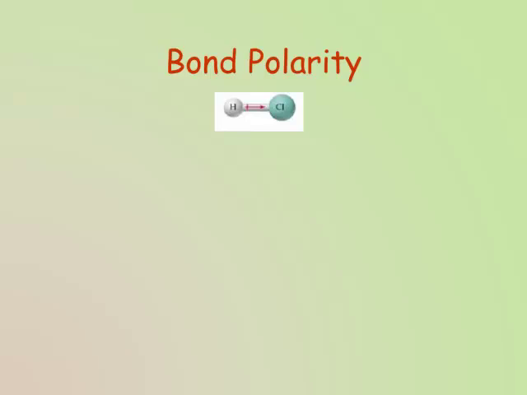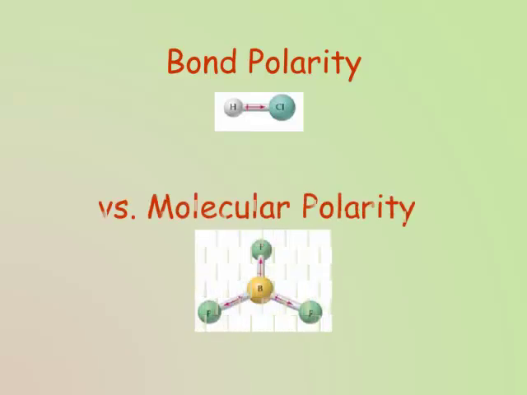You need to be able to look at any covalent bond between two atoms and determine if that bond is polar or nonpolar. You also need to be able to consider the effect of all the bonds in a structure to determine whether an entire molecule is polar or nonpolar. Most molecular compounds contain polar bonds, but not all molecules are polar overall.